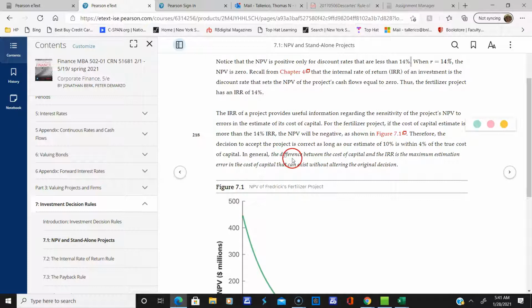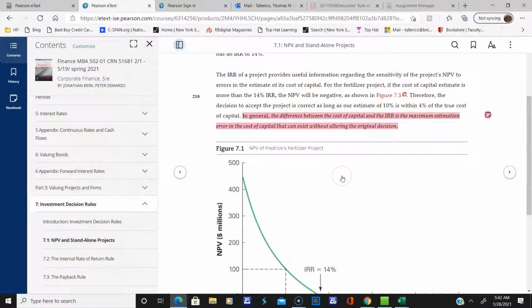In general, and this is an important point, let me highlight that for you: the difference between the cost of capital and the internal rate of return is the maximum estimation error in the cost of capital that can exist without altering the original decision.